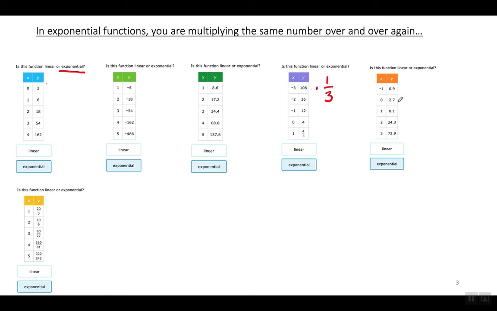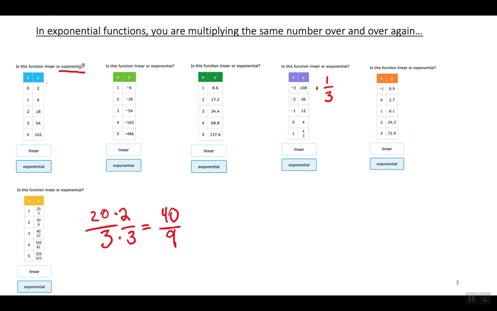Here they're all being multiplied by 3. Here we have fractions, and you can see that they're going from 20 over 3 to 40 over 9. So you have to realize that the top is being multiplied by 2 and the bottom is being multiplied by 3 to get 40 over 9. So each y value is being multiplied by 2 over 3 to get the next one.